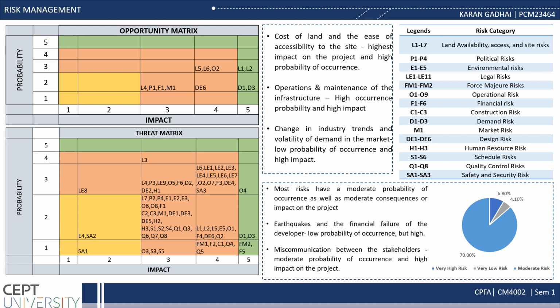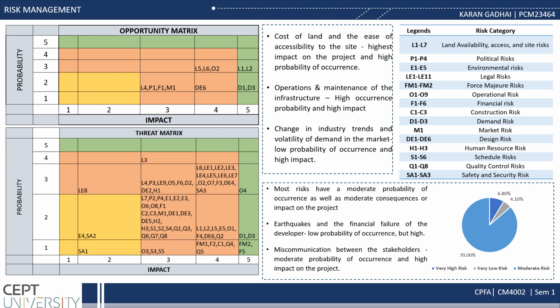In this risk, we found out that the cost of the land and ease and accessibility to the site has the highest impact on the project and high probability of occurrence. Operations and maintenance of the infrastructure has the highest occurrence probability and highest impact on the project. Change in industry trends and volatility of demand in the market has low probability of occurrence and high impact.